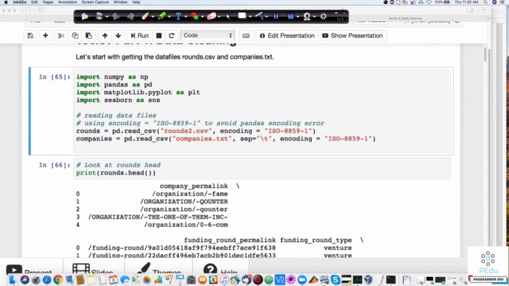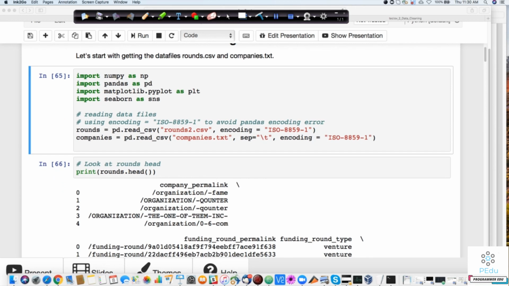So what we will do in the first case, if you remember, is we need to work only on rounds and companies. We don't need to bring up the mapping data file. What we have done is loaded this data set. First we imported all these packages, and then we are loading rounds.csv and companies.txt. You will notice that companies.txt has a tab separator and rounds.csv is comma separated, so it worked well.